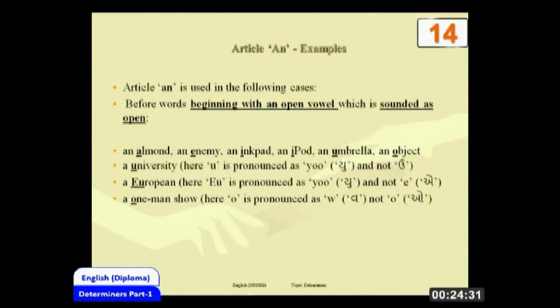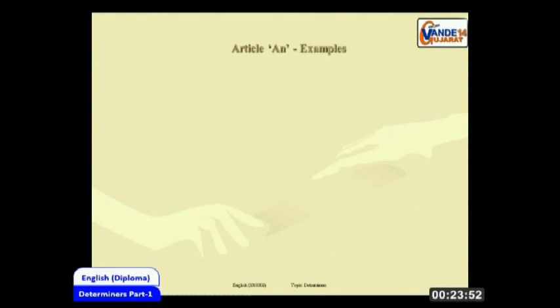A European. Though the word begins with E, we have to see the sound of European, which is Y, a consonant sound, and that's why article A. Next, a one-man show. Again, the word one begins with O, but look at its sound. The sound is W and not O, and that's why article A will be there, because W is a consonant and not a vowel.